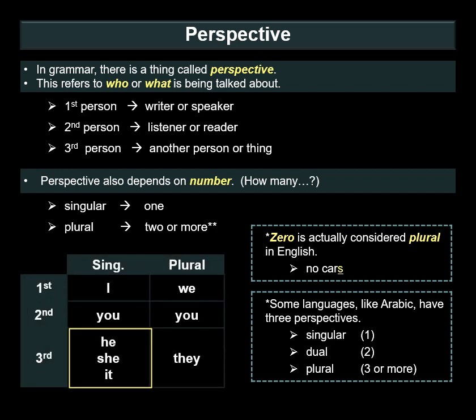So what does that mean? Perspective is divided this way. You've got first person singular I, first person plural we. Second person singular and plural are both you. And then third person singular he, she, and it. And third person plural, they. For subject-verb agreement, everything comes down to he, she, and it. Third person singular. Absolutely most important.